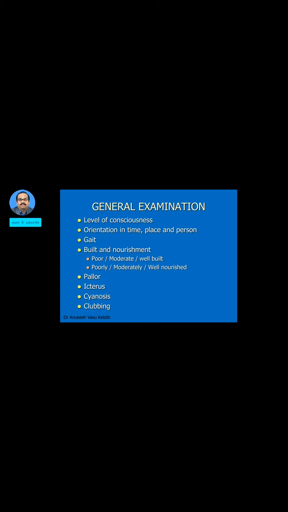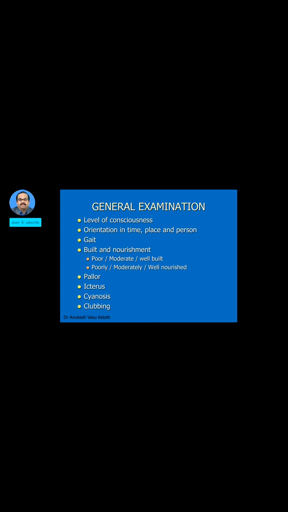Next is the build and nourishment. So standard would be a moderately built person with moderate nourishment. But if the person is of short stature, then he would be poorly built. And if he is above 6 foot, we can consider him a well-built person. And similarly, poorly built, moderately built or well built, all of them may be moderately nourished, unless there is a disease which is causing a lot of loss of muscle mass and fat.